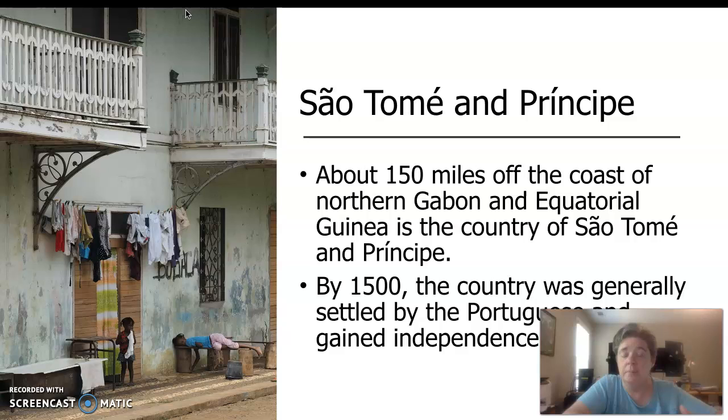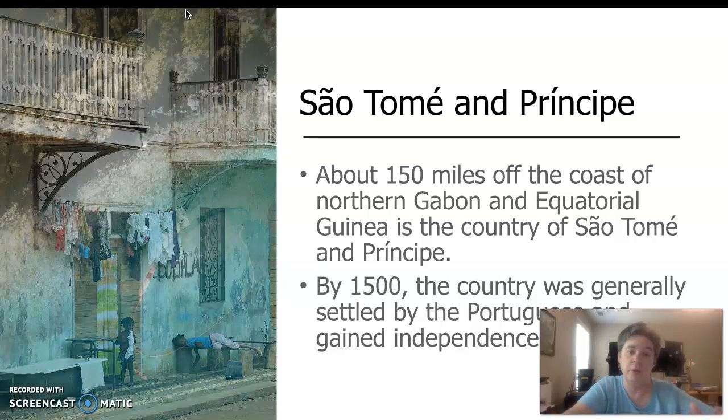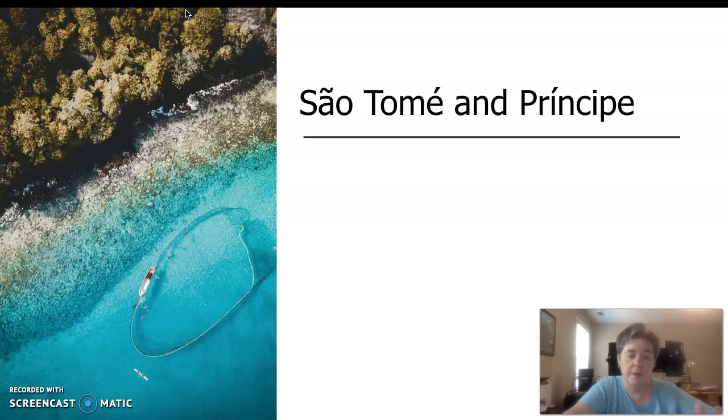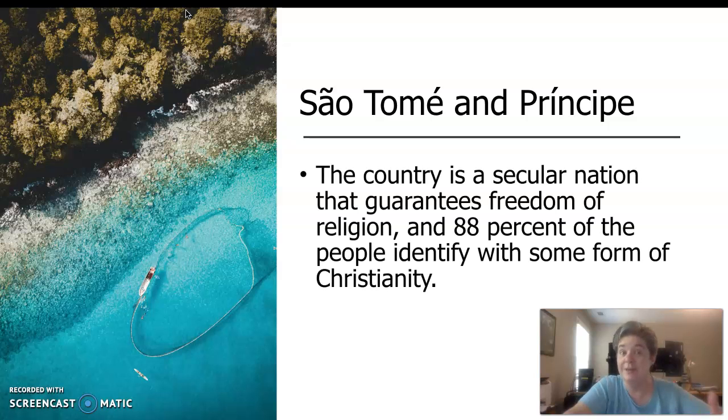But they have rich diversity of culture here. They have some very, very rich areas and some very poor areas. And you have pictures of that in your book on page 502. So they have a tourist area where people want to go there and spend money, and it's wealthy and it looks great. And then they have areas where it's not so great. It is predominantly a secular nation, but they do guarantee religious freedom.